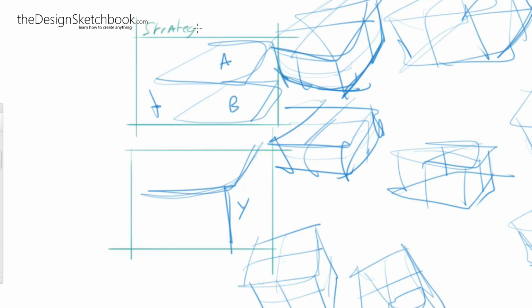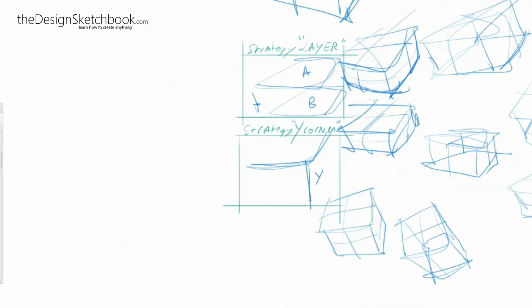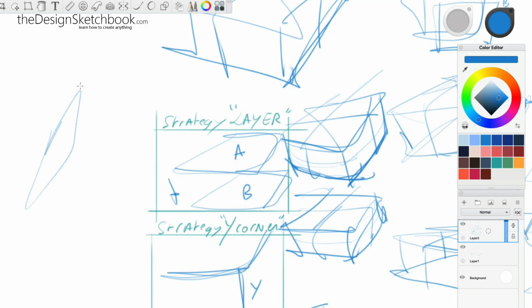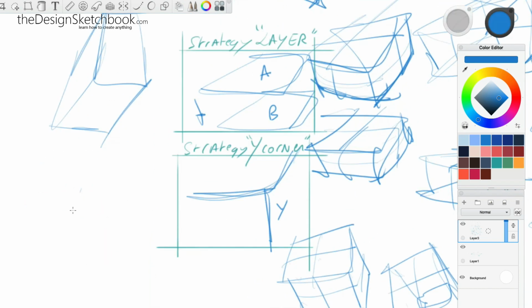So strategy of the layer and a strategy with the Y corner. Practice both solution is pretty cool. And you can merge these two solutions. Can you see very fast? I draw the top layer and then I prolongate with a Y. Then I connect the rest.